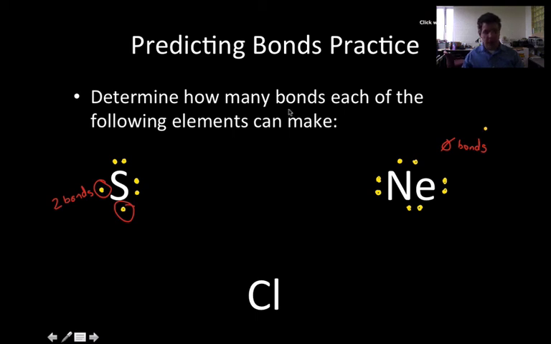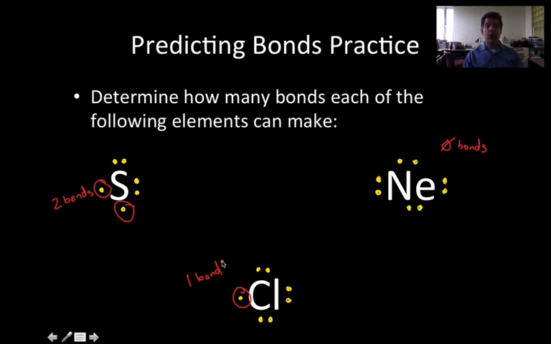Our last one is chlorine. Chlorine's in the 7th column. So we're going to go with 7 electrons here: 1, 2, 3, 4, 5, 6, and 7. How many unpaired electrons do we see here? Chlorine only has 1 unpaired electron, so he can only make 1 bond.